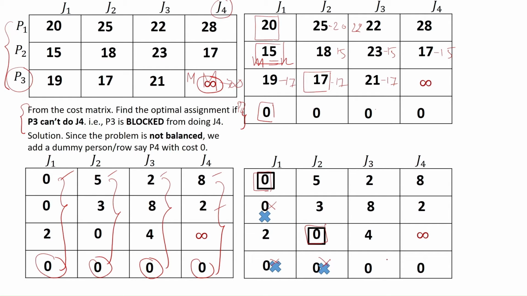Can I do that for the fourth row? No, because we have 2 zeros. There is a clash, so we just hold it. Now I start this whole process from the column. First column, either a 0 has been allocated or it has been crossed, so I move over to the second column. Second column also we have the same story. Either a 0 has been marked or it has been crossed.